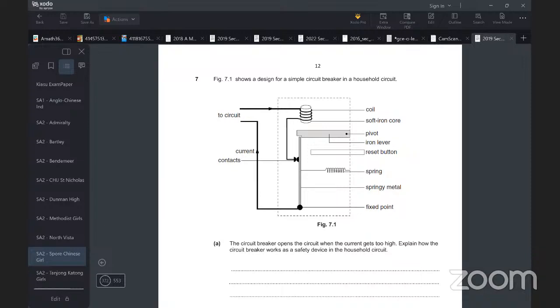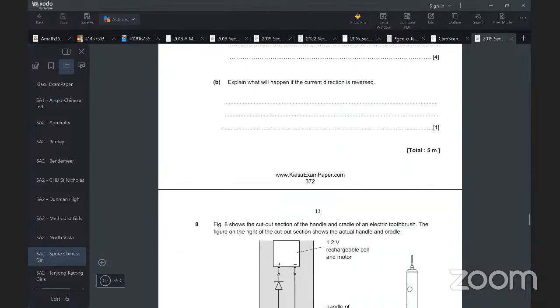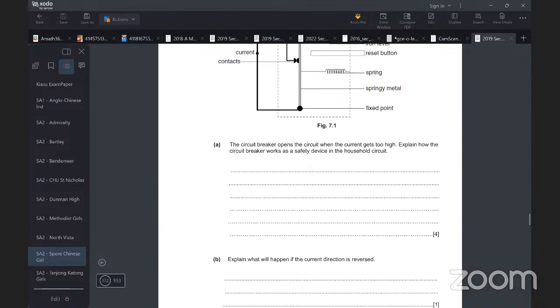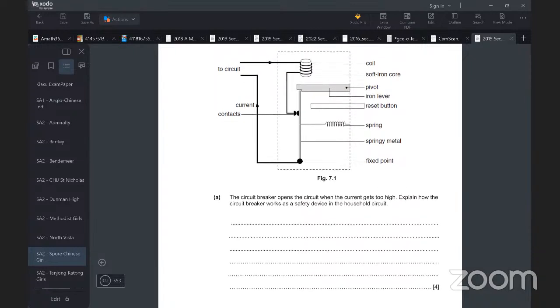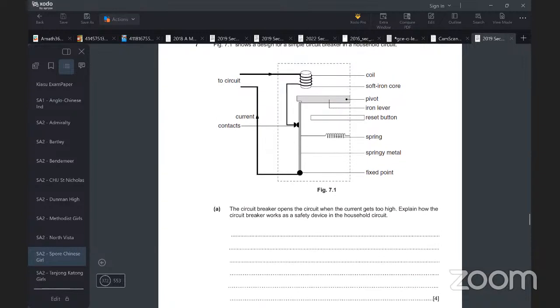So this is question 7. We'll talk about it very soon. But question 7, only 5 marks. But look at that, 4 marks: explain how the circuit breaker works. Hey, 4 marks to understand. Ta-da.